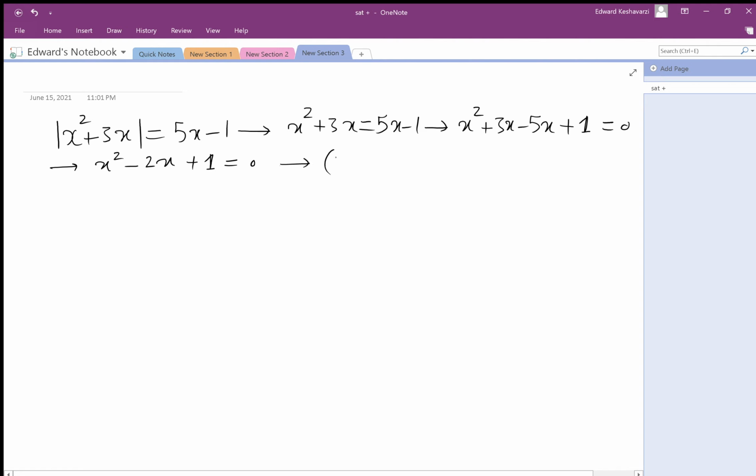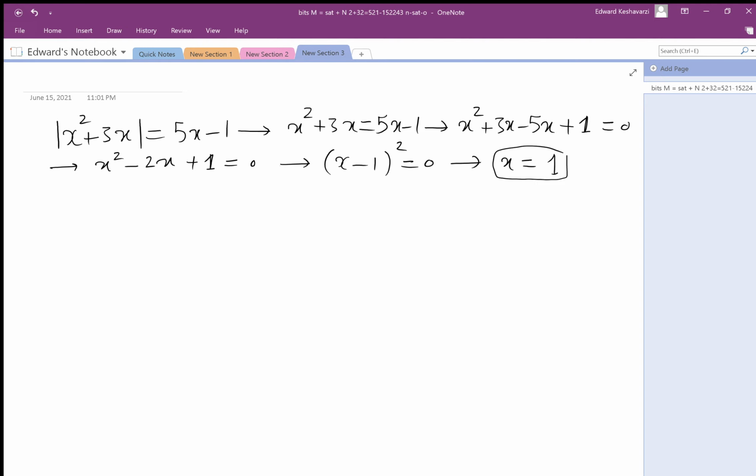Everyone knows that this can be written as (x minus 1) squared equals 0, or x equals 1. Later on, we'll determine whether x equals 1 is a real solution or not. Let's continue to the second case, which says negative x squared minus 3x equals 5x minus 1. I'm going to move everything to the right side because I don't like the leading coefficient to be negative.